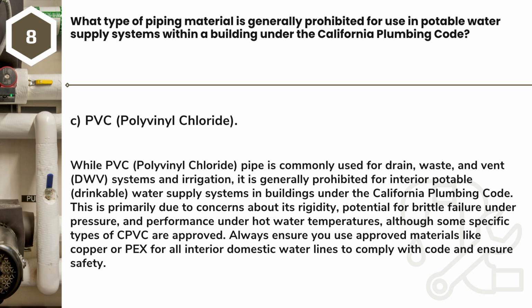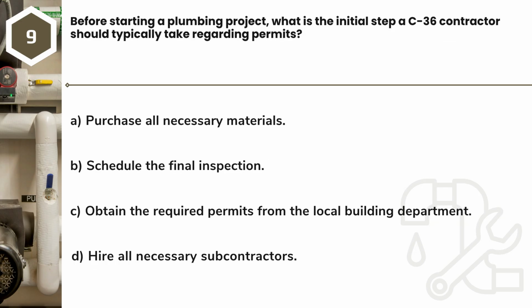Answer: C. PVC, polyvinyl chloride. While PVC pipe is commonly used for drain, waste, and vent (DWV) systems and irrigation, it is generally prohibited for interior potable, drinkable, water supply systems in buildings under the California Plumbing Code. This is primarily due to concerns about its rigidity, potential for brittle failure under pressure, and performance under hot water temperatures, although some specific types of CPVC are approved. Always ensure you use approved materials like copper or PX for all interior domestic water lines to comply with code and ensure safety.